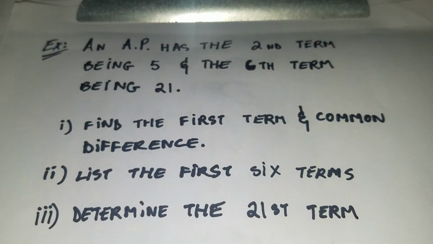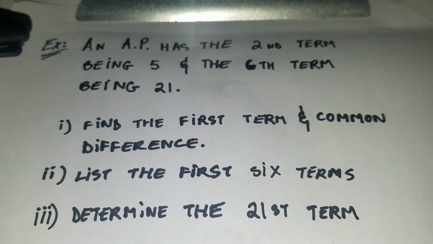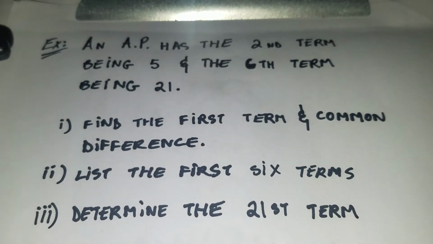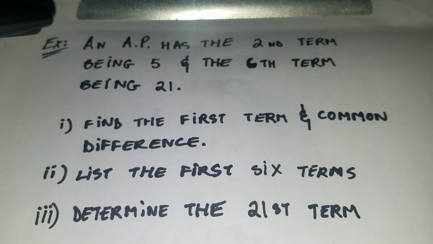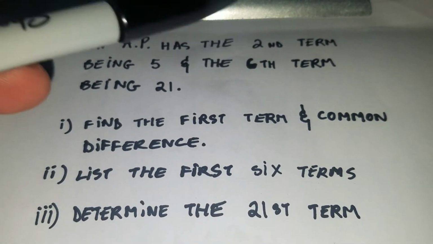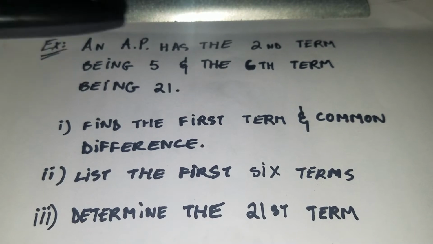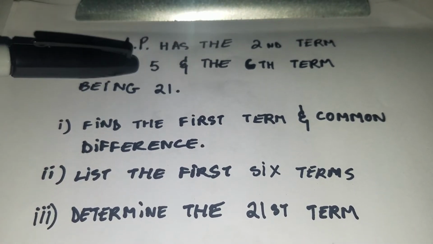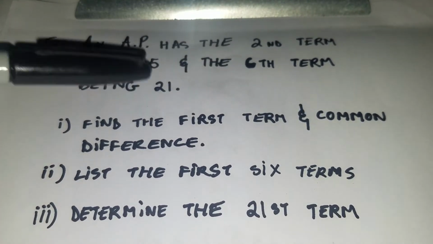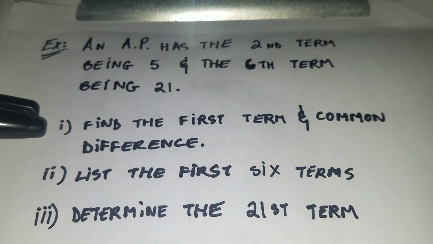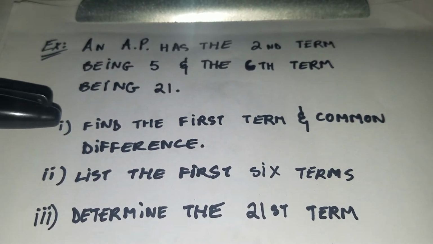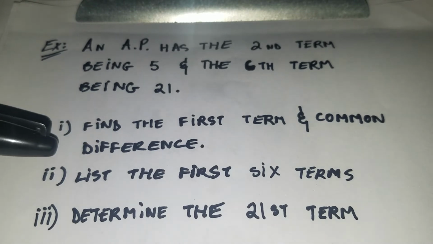In today's lesson, we'll be looking at an example of an arithmetic progression problem. Now the problem states, an AP has the second term being 5 and the sixth term being 21, meaning term number 2 would be 5 and term number 6 would be 21. So part 1 asks us to find the first term and the common difference.